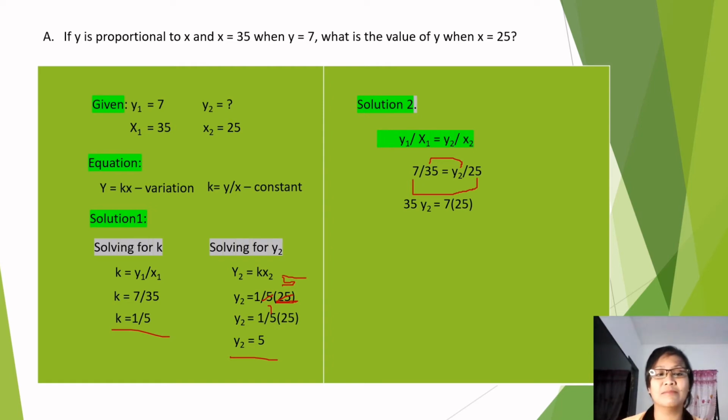Then after that, kailangan natin i-isolate si y sub 2, kaya i-divide natin both sides by 35. So we have 175. Then ika-cancel na natin si 35 and 35. So, meron na tayong y sub 2 is equal to 175 divided by 35, which is 5. So, kung napapansin ninyo, magkapareho lang sila ng sagot for y sub 2, okay?